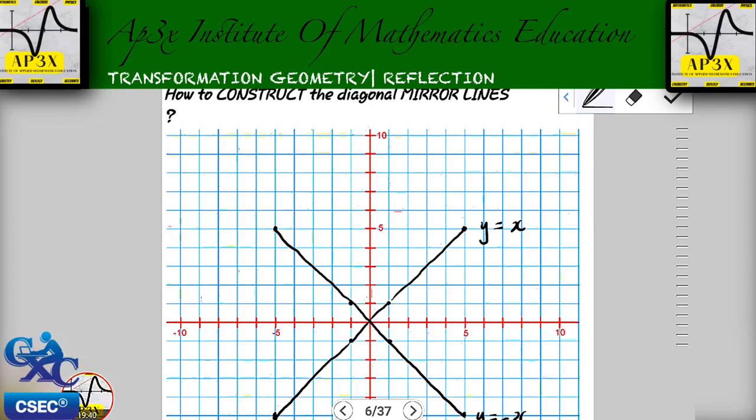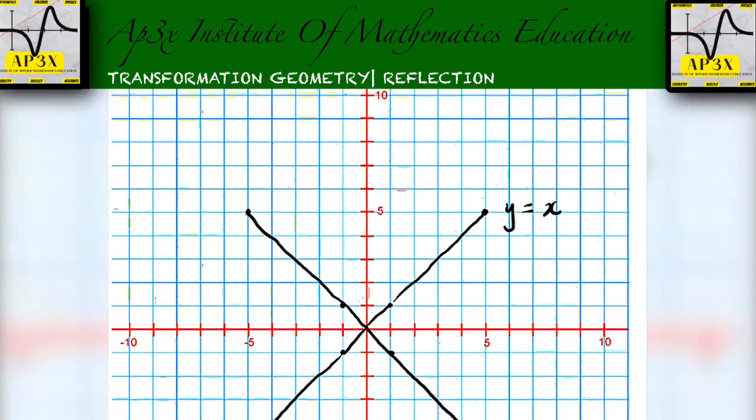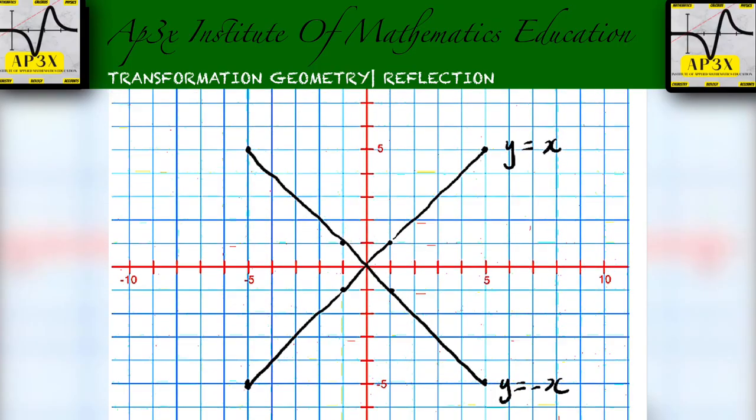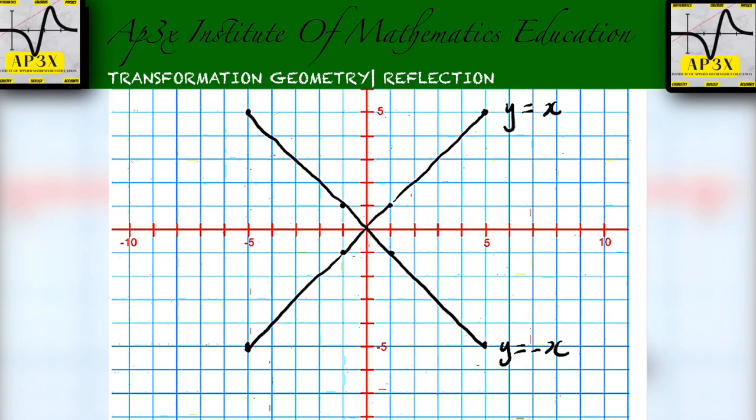So in the event that CSEC or your examination asks you to draw the line y equal x or y equal negative x, ensure that you know that it goes through the vertex of those unit squares. It would be nice if you actually have a graph at hand while you're watching this video, so you can go ahead and pause the video and do your construction.